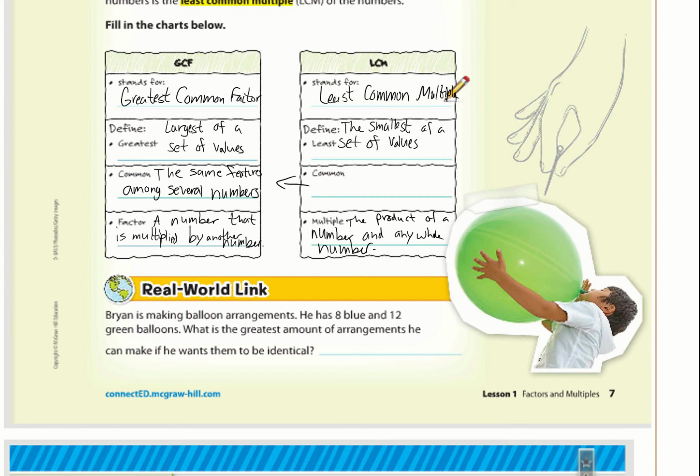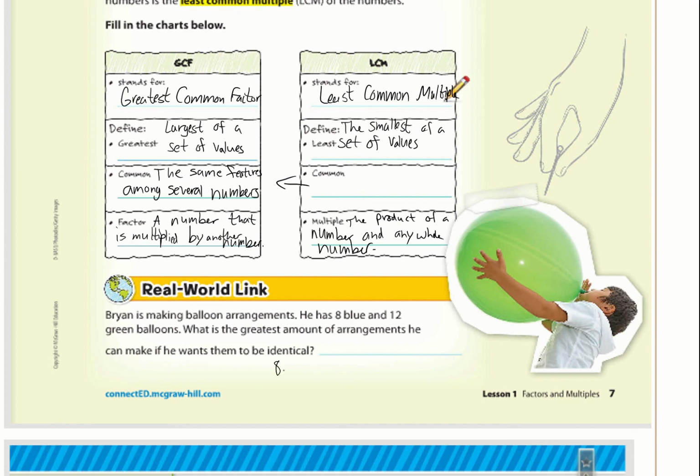Real world link. Brian is making balloon arrangements. He has 8 blue and 12 green balloons. What is the greatest amount of arrangements he can make if he wants to make them identical? So our hint right here is going to be greatest. So we're going to be looking at the greatest common factor.